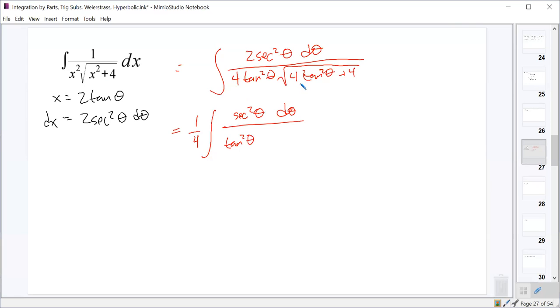And then if we took the 4 out of here, we would just be left with tangent squared theta plus 1 inside of there. And tangent squared theta plus 1 is secant squared theta. And secant squared theta's square root is just secant theta. Everybody good with the simplification of what's inside the square root there, to eliminate that root?